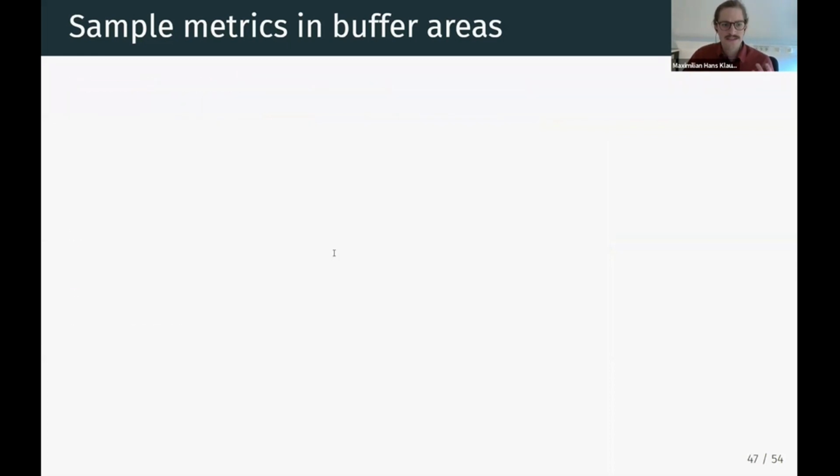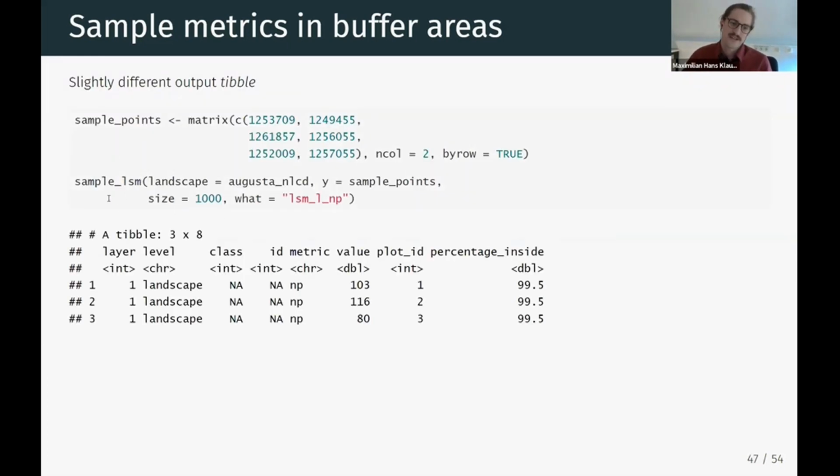And for this, we can simply use the sample_lsm function, which you can see here, which stands for sample landscape metrics. Before that, in this example, we need to specify the coordinates of the sample points. And as I said before, this can be a matrix with just the coordinates. So here we first create the coordinates of the sample points, and we then just need to provide them as the y argument to the sample_lsm function. We then also need to specify the size of the sample plots. So in this example, the side length of the square would be 1000 meters, and then we need to say, okay, what metric do we actually want to calculate?